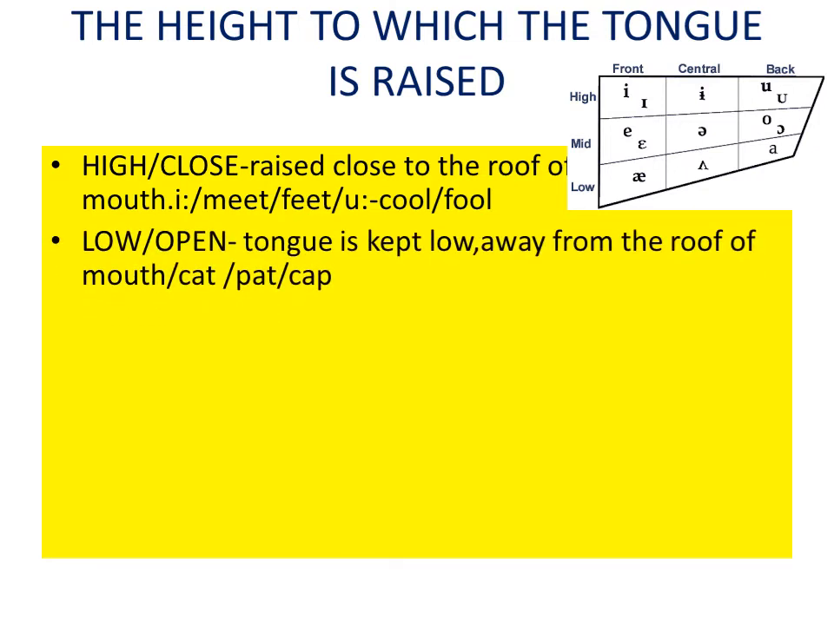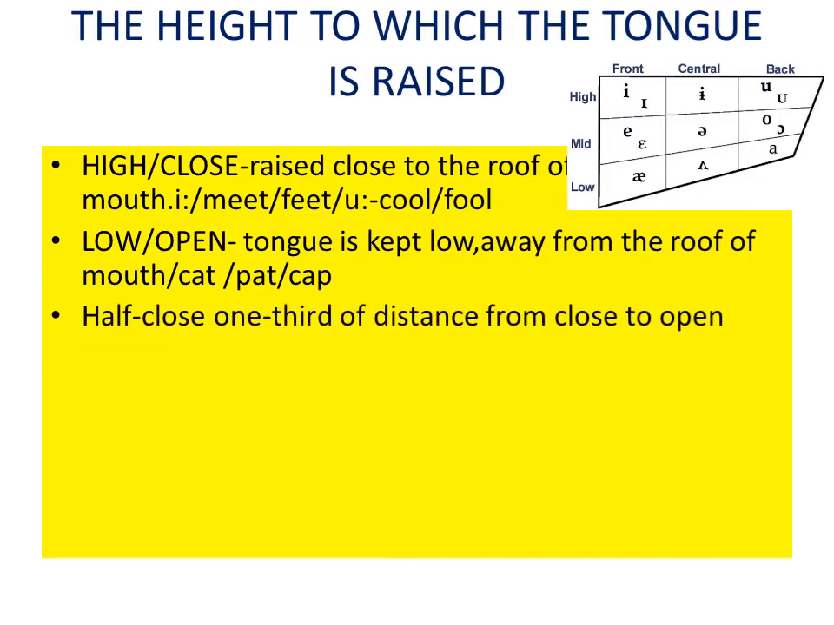Next one, low or open. The tongue is kept low, that means away from the roof of the mouth. Not close. Away from the roof of the mouth. Open or low. Cat, bat, cap. In this sound the tongue is not in the position like e. There it is very near to the roof of the mouth. Now it is away from the roof of the mouth. Cat, pat.